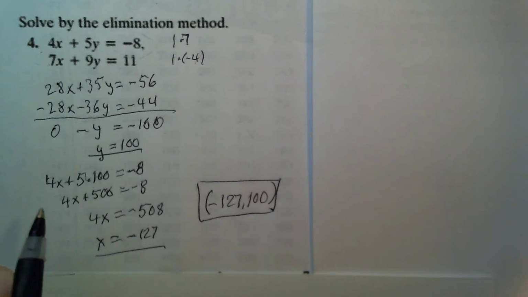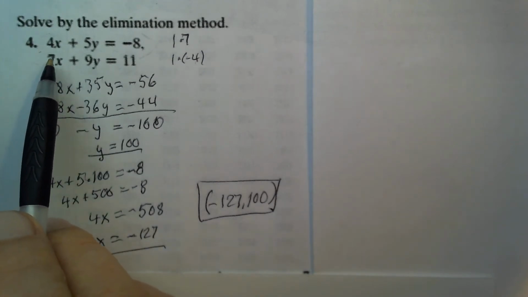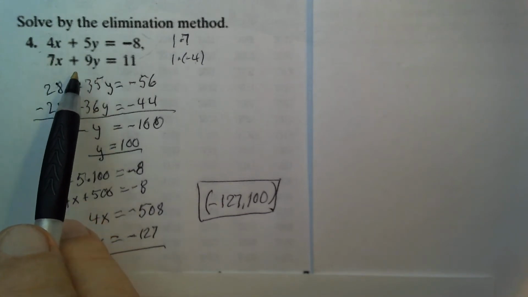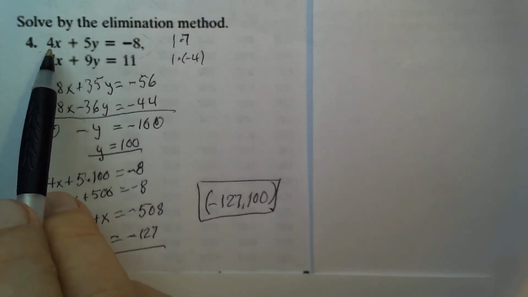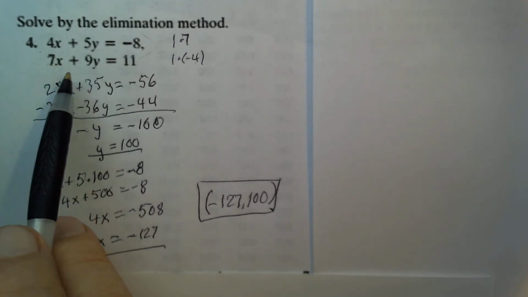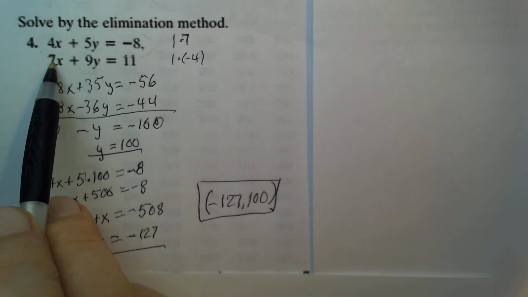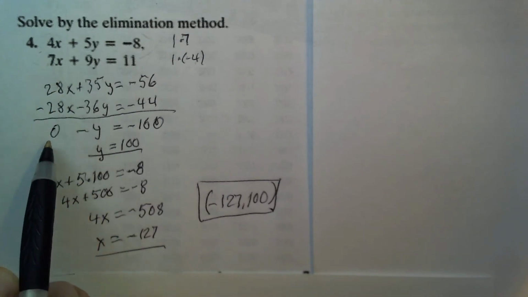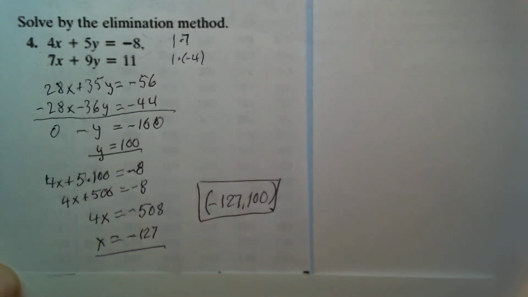So in other words, sometimes you need to multiply the equations by different numbers. And which one should you use, 4 or 7 or 5 or 9? It's really up to you. 4 and 7 would be the smaller numbers. And so I like to keep my numbers small, so that's why I chose to eliminate x by multiplying the first equation by 7, the second one by minus 4. And again, there are many different ways to do this also.